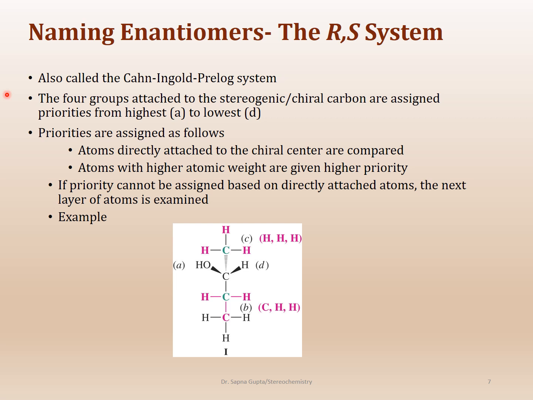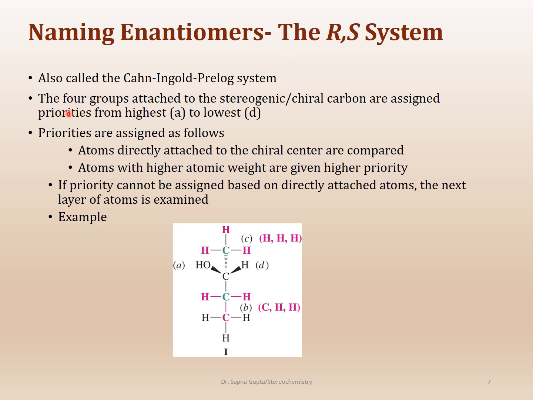Now, enantiomers are mirror images of each other, which means they're exactly the same compounds, which means that you name them exactly the same way. So how do we differentiate between the two enantiomers? This kind of a system was developed by three scientists, Cahn, Ingold, and Prelog. It's also called the Cahn, Ingold, and Prelog system, or the R/S configuration. So that's what we do with enantiomers.